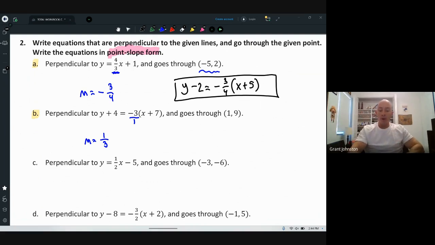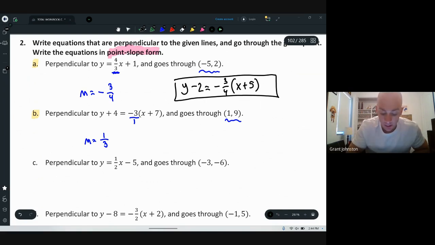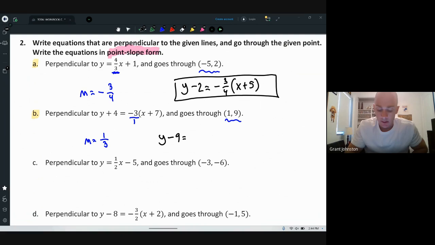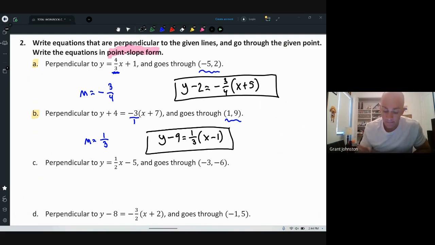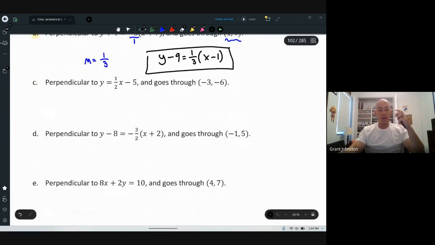Now let me write it in point-slope form. y minus 9 equals 1/3 (x minus 1). Okay, so negative reciprocal: reciprocal means flip, and then change the sign. If it was positive, it's going to become negative. If it's negative, it's going to turn back into positive. Okay. So I'll let you do C, D, and E.